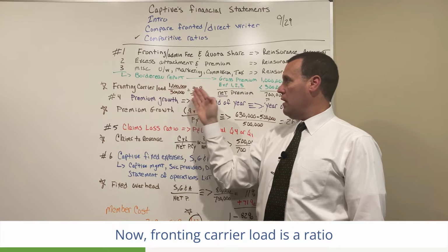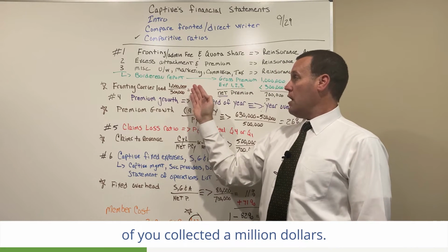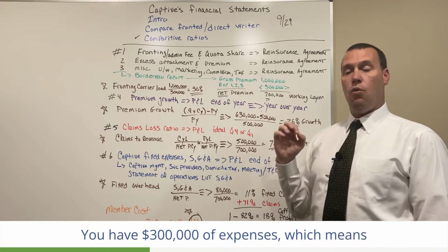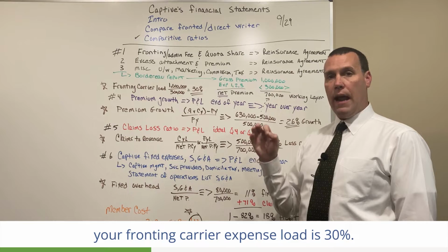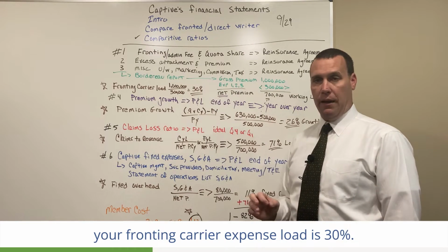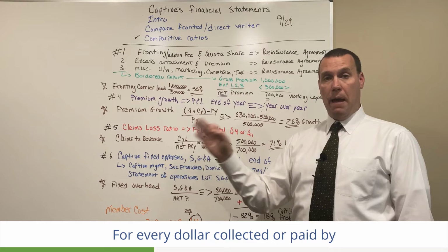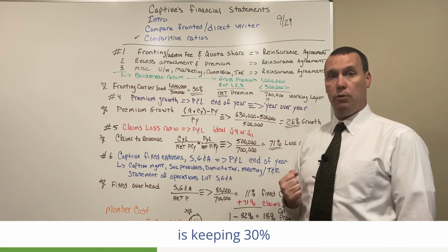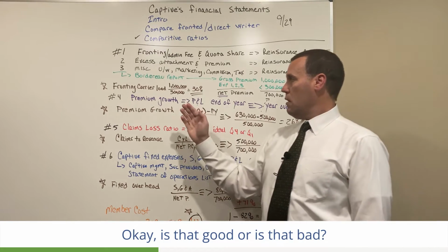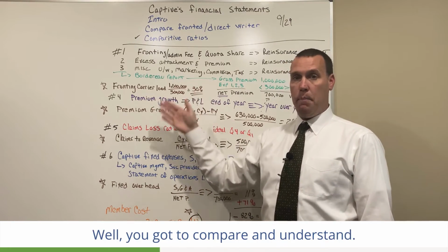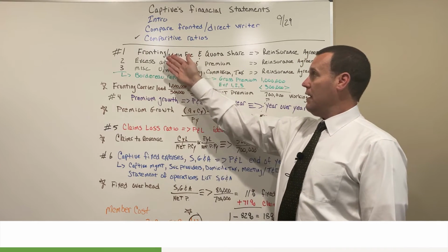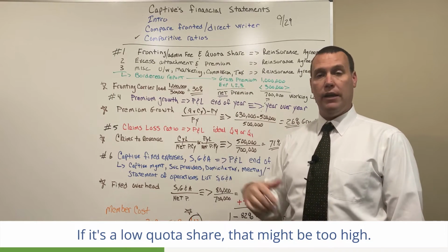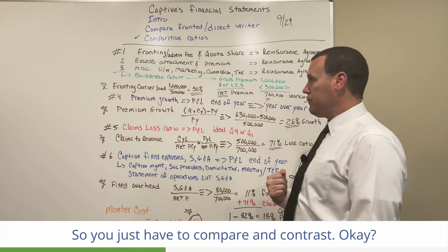Now, fronting carrier load is a ratio: you collected $1 million, you have $300,000 of expenses, which means your fronting carrier expense load is 30%. For every dollar collected or paid by the insured, the fronting carrier is keeping 30 cents, 30%. Is that good? Is that bad? Well, you've got to compare and understand. If it's a high quota share, that might not be bad. If it's a low quota share, that might be too high. So you just have to compare and contrast.